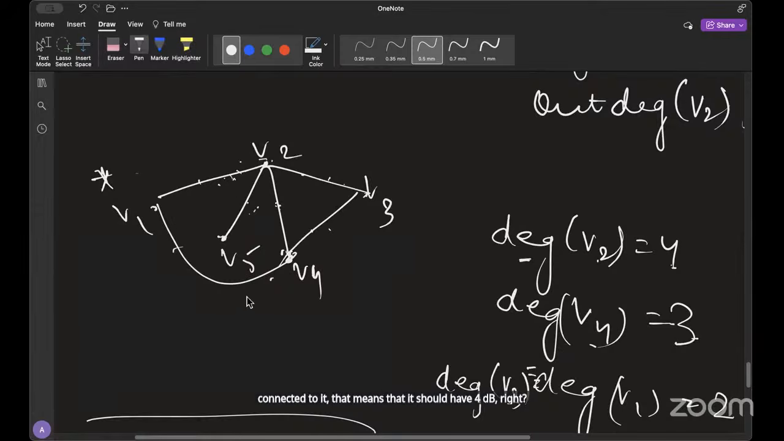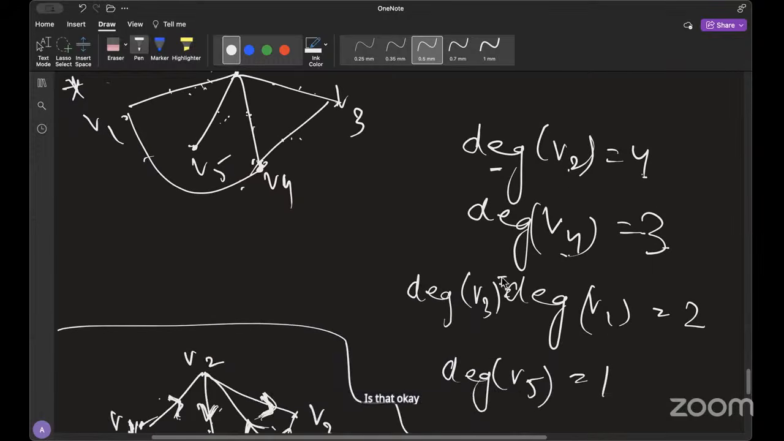1, 2, 3, 4. So for V4, you'll have 1, 2, 3. You just have to count the number of edges that it's connected to. That's it. Or that it lies on. Like this one lies on 3 edges, 1, 2, 3. That's why it has 3 degree. Is that okay? Yes, ma'am. Okay.